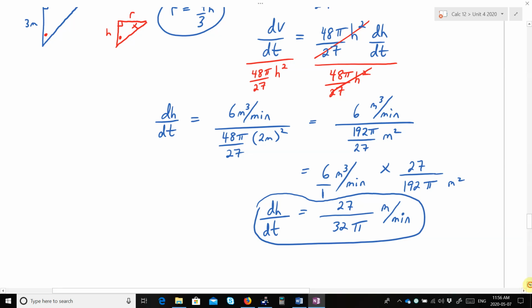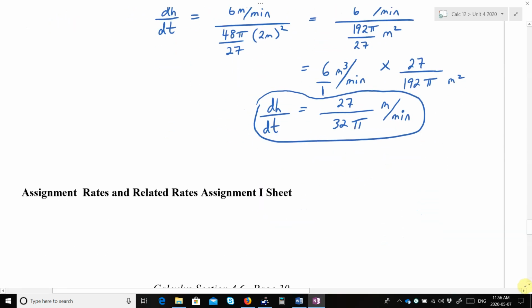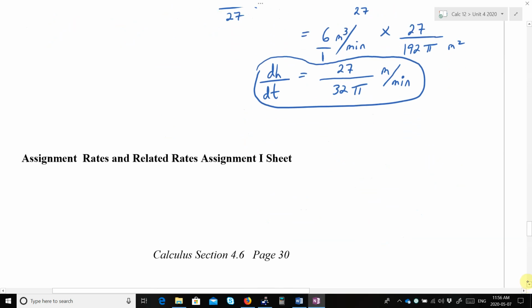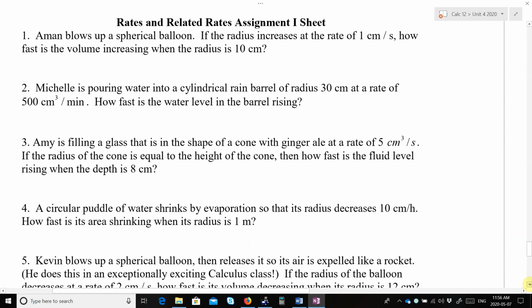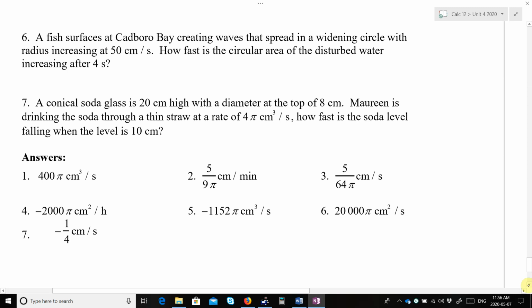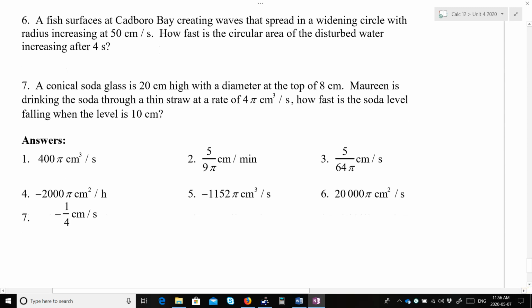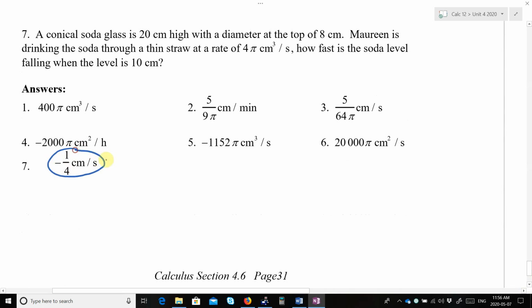Alright guys, so that's how you do example 7, and the assignment says Rates and Related Rates Assignment 1 sheet, which is right here. Okay, so I would encourage you to give these a try. The answers are down below, except I should tell you that this one here, that's not quite right. It should be -1 centimeters per second. Okay, so give those a try, see if you can get those answers. Let me know if you have any problems, and I will talk to you soon.